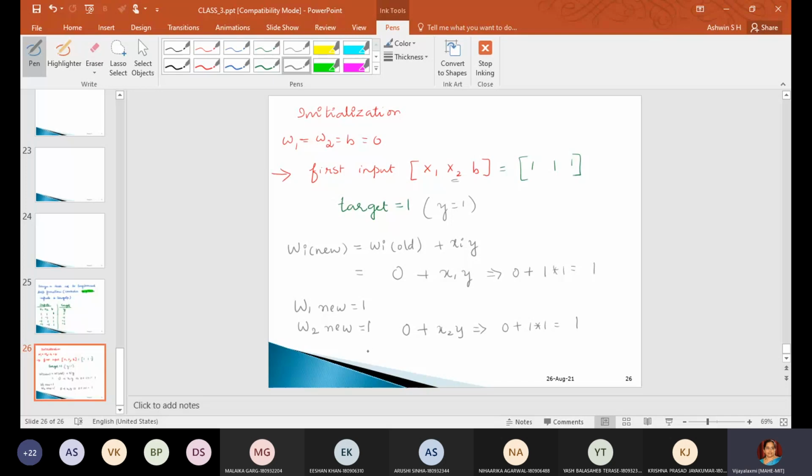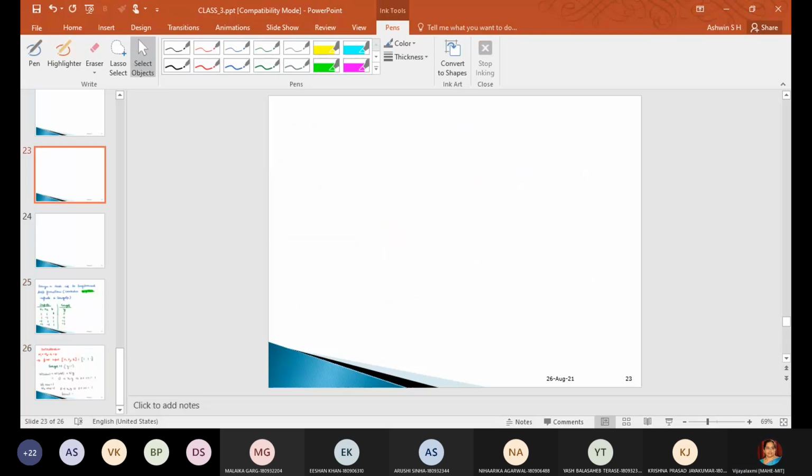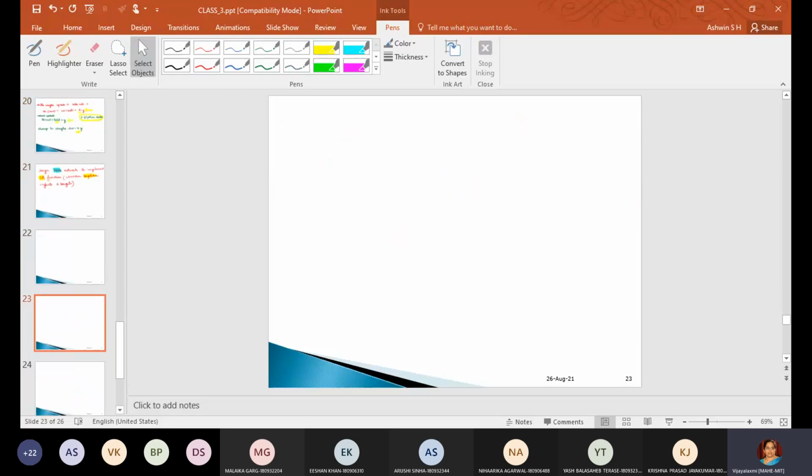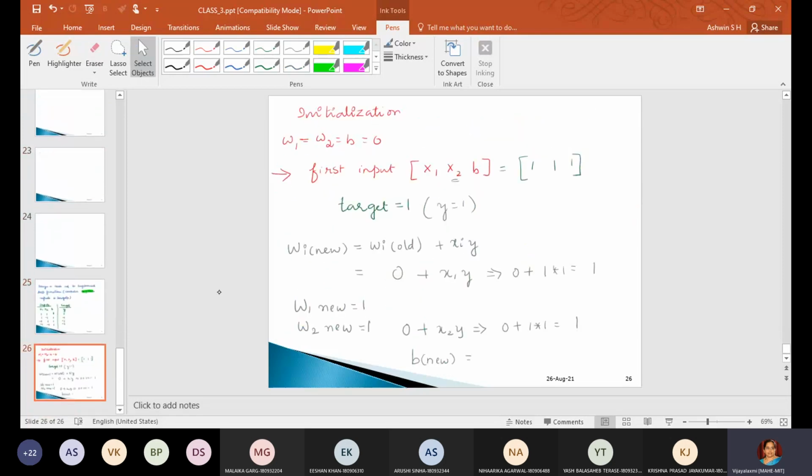Now you calculate the bias updation. B new is equal to, what is the expression? B new is B old plus Y. B old is, we have assumed it to be 0. Y is 1. So this is equal to 0 plus 1. So it is 1. Our B new is 1.